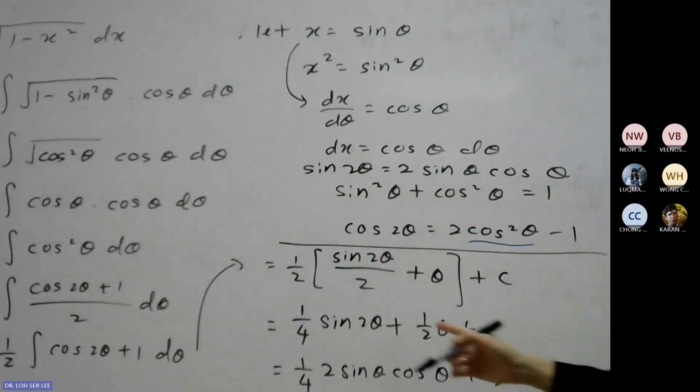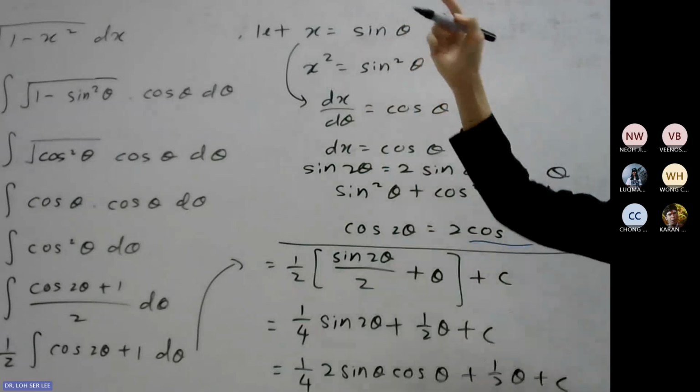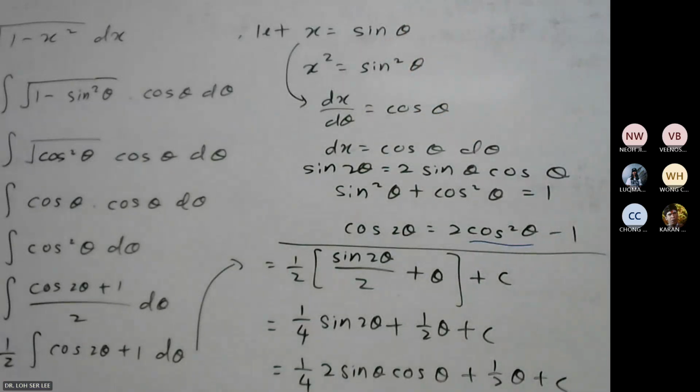We don't want sine 2 theta. We want sine theta cos theta because here you have the sine theta. Whiteboard is too small. So I use this space.